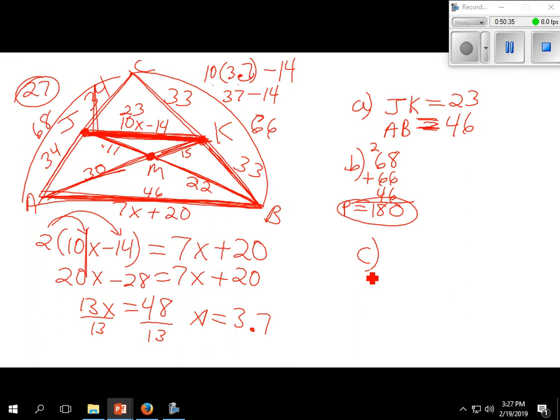Part C, they want us to find the perimeter of triangle ABM. That's this bottom triangle. So it's 46 plus 22 plus 30. Remember, for perimeter, you just add up all the sides. That's 8, 6, 9, 98. So the perimeter of that triangle on the bottom there is 98.